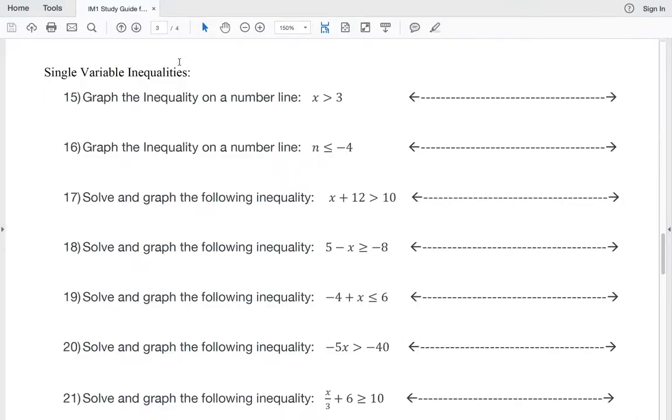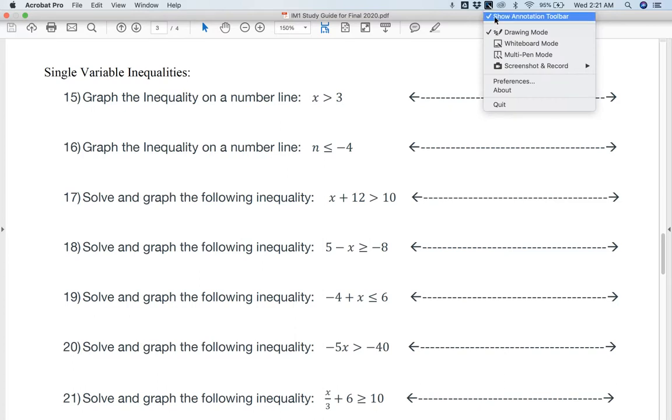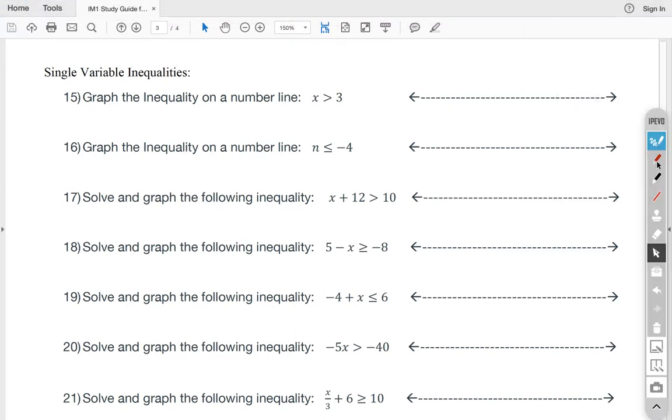All right, this is part 2 from the study guide, IM1 Spring Final. We're going to start with number 15, graph the inequality on a number line. X is greater than 3. All right, we don't have to solve for this one. We just have to make a number line and graph it.